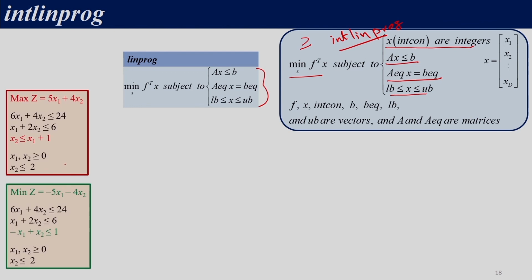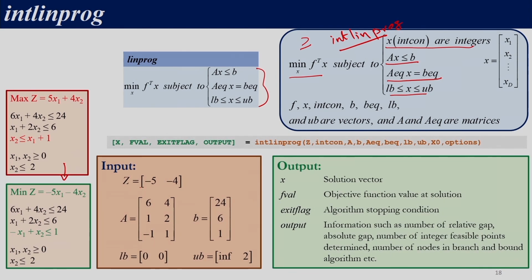Here we have converted that maximization problem into a minimization problem, and we have determined this input: z, A, b, lb, ub. In A, the coefficients of the first constraint are 6, 4 and 24. The second constraint is 1, 2 and 6. Over here -1, 1, and again 1 on the right hand side. The lower bound of both the variables is 0, so that is why we have a 0. The upper bound is infinity for the first variable, and the upper bound for the second variable is 2. That is what we have given. This transformation you might already know.